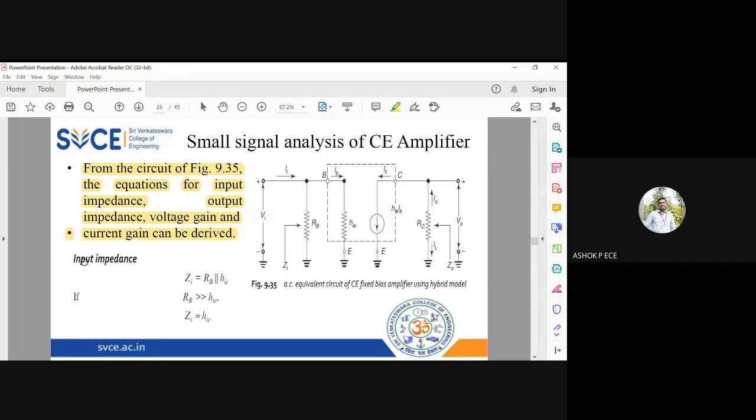First one, input impedance. See the input side. What all resistance you have at the input side?